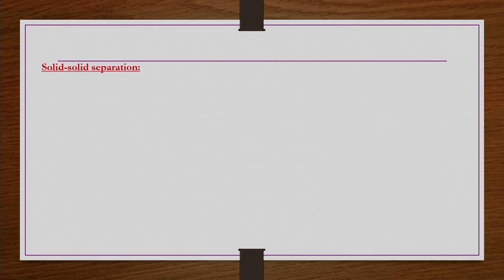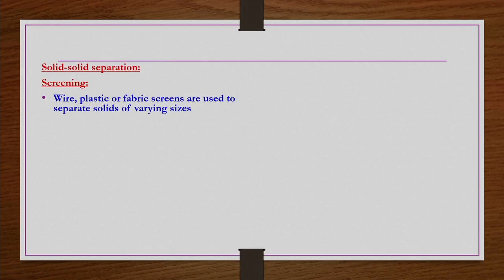Next, solid operations. Such unit operations will also be studied in detail in the mechanical unit operations course. However, we see a few details here. Screening. As I mentioned, these are wire, plastic or fabric screens. Often they are used to separate solids of varying sizes.